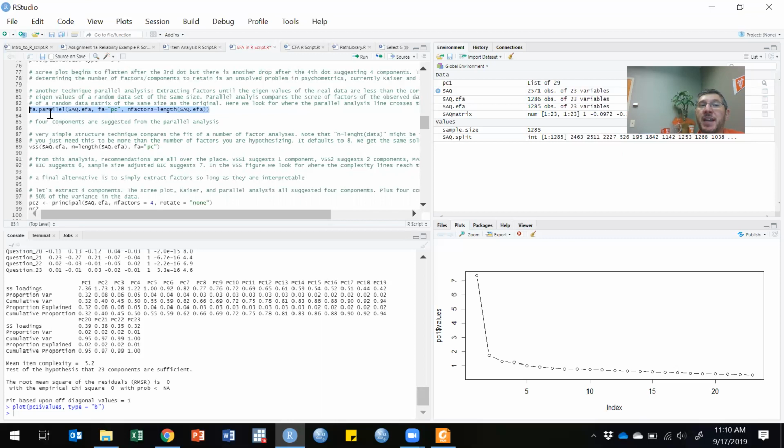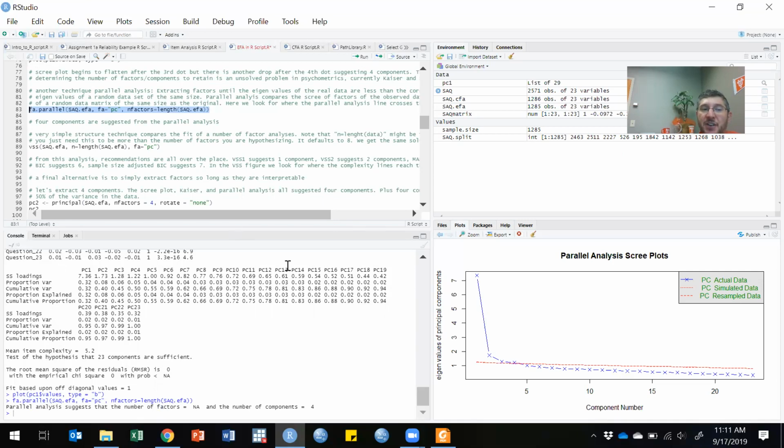So the command in the psych package is EFA parallel. We basically give it our data set, and it has different factor analysis options. We're using a principal component analysis, and then the number of factors that you want to extract. I'm just going to tell it to do all of them again.